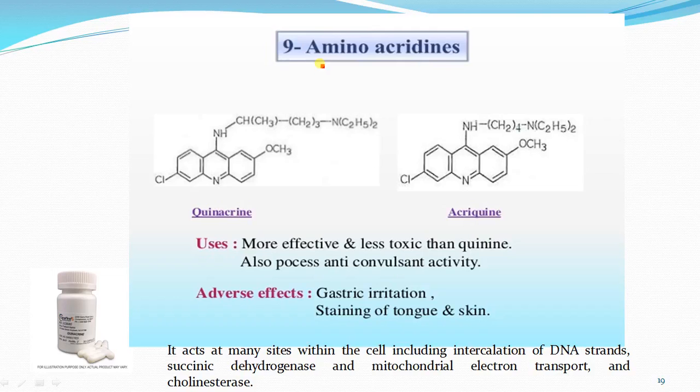The example is quinacrine. It acts at many sites within the cell, including interaction with DNA strands, succinic dehydrogenase, mitochondrial electron transfer and cholinesterase. This quinacrine can cause yellow discoloration of the skin and the urine, isn't it?